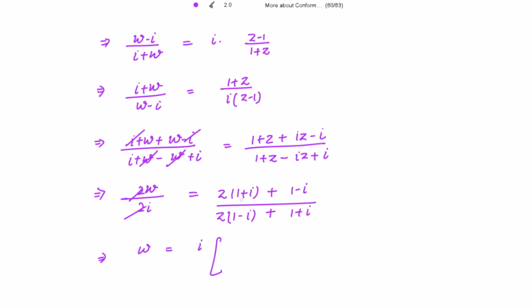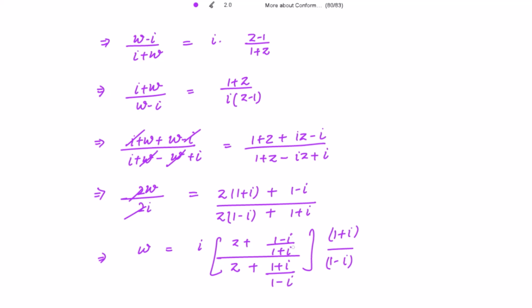Okay, let's take 1 plus iota common from the numerator. So we have z plus 1 minus iota divided by 1 plus iota. We have taken 1 plus iota common from the numerator, and similarly let's take 1 minus iota common from the denominator, so that this z is left alone over here. So this is 1 plus iota divided by 1 minus iota.